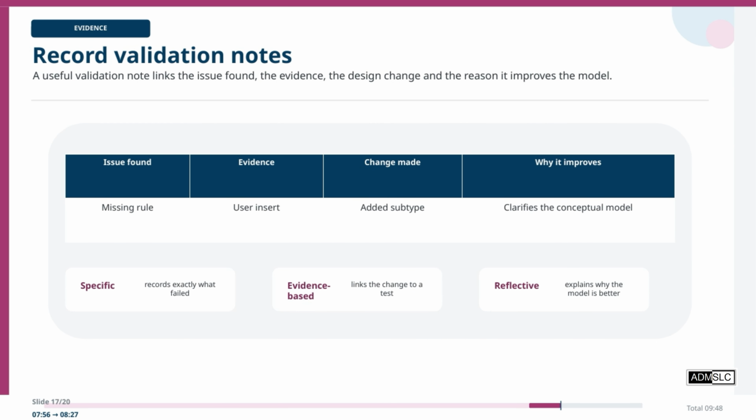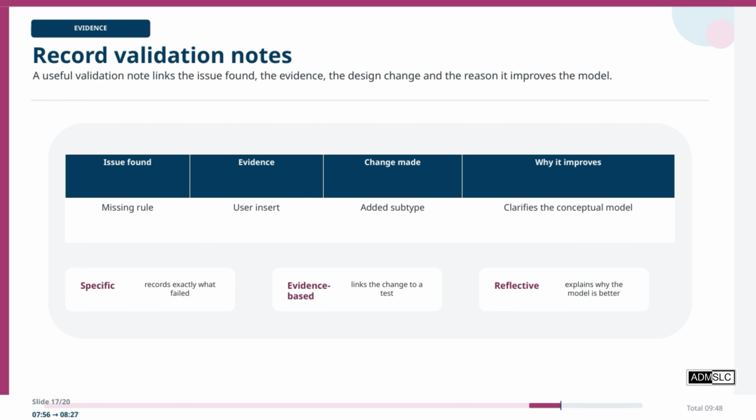And here is exactly how you want to document this. When you write your validation notes, which, by the way, is incredibly critical for your assessment, you must structure them methodically. Log the specific issue you just found during your crash test, explicitly state the exact CRUD transaction that exposed that flaw, detail the specific change you just made to your ERD to fix it, and most importantly, deeply justify why that change improves the overall conceptual model.